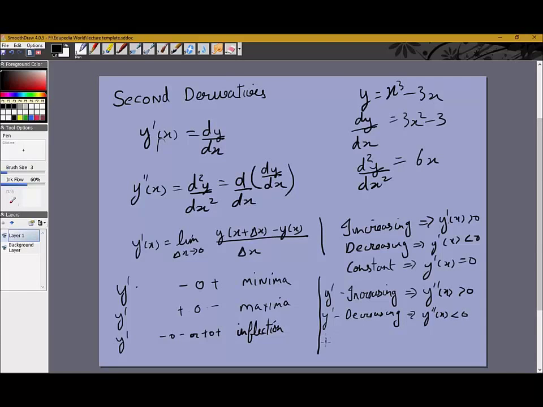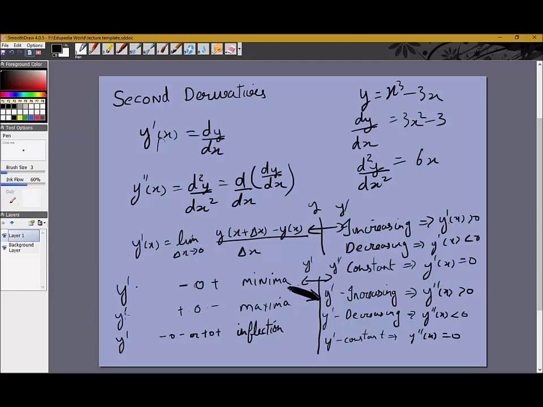And if y dash is constant, that means y double dash of x is equal to 0. What we did here between y and y dash, we are doing here between y dash and y double dash. We can see that if y dash goes from negative to 0 to positive, obviously y dash is increasing. And if y dash is increasing, y double dash is greater than 0. That means the condition for minima is y double dash greater than 0. The double derivative should be positive.